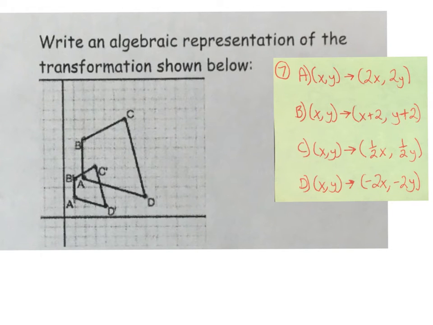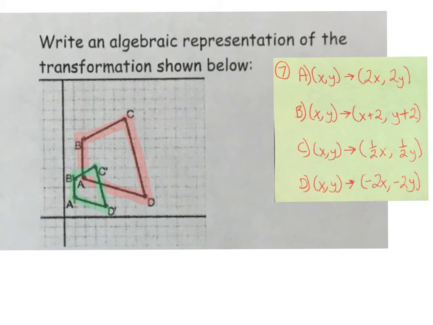All right, number 7. Write an algebraic representation of the transformation shown below. So we have 2 figures. One is old, one is new, or one is our pre-image, and the other one's our image. I'm going to highlight in red the old image that we have, and I know that that is this one here. Now I know that the smaller one we're going to highlight in green.